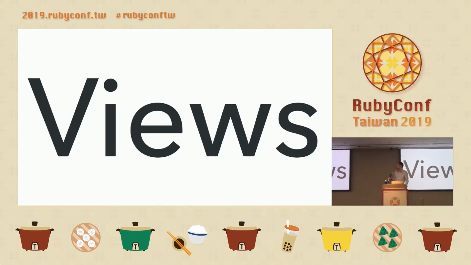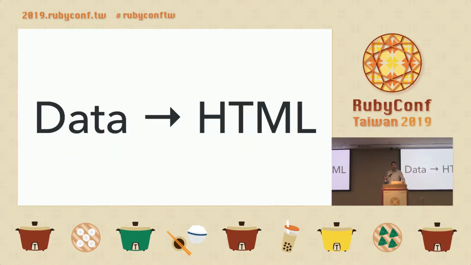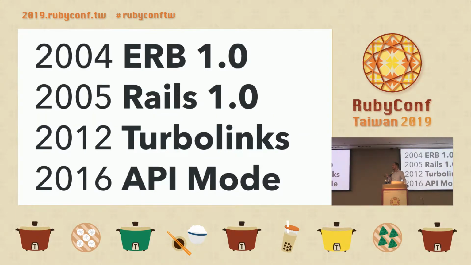So first, I think it'd be important for us to talk about what views really even are. Views are functions. They take data and they return HTML. So how has this looked in Rails over the years? You know, it's kind of been the same since Rails 1. Rails still ships with ERB just like it did in 2004. Rails 4 added turbo links in 2012. And in Rails 5, we got API mode in 2016.